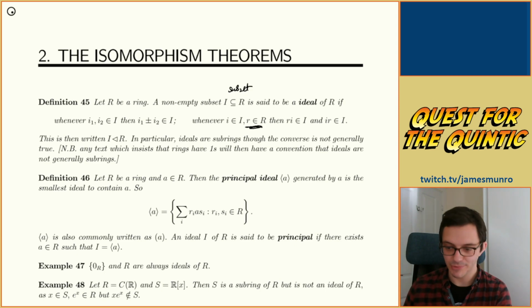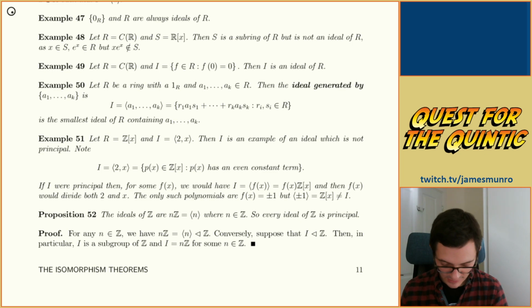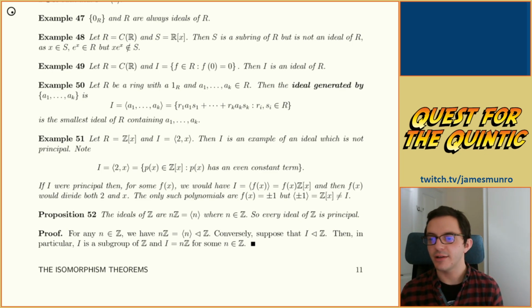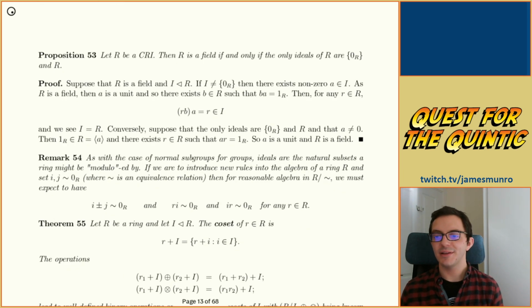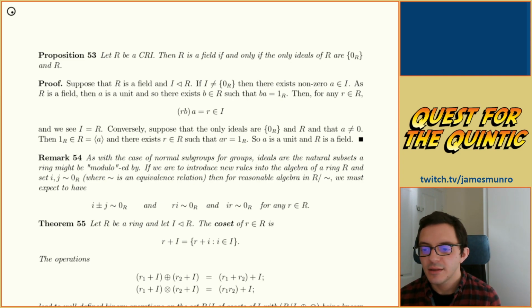I think we've got some examples with function spaces down here. S is a subring but not an ideal. Okay, fine. You can generate ideals with lots of things. Good. Skipping ahead a bit. Right, okay. For reasonable algebra, some good phrases in here.